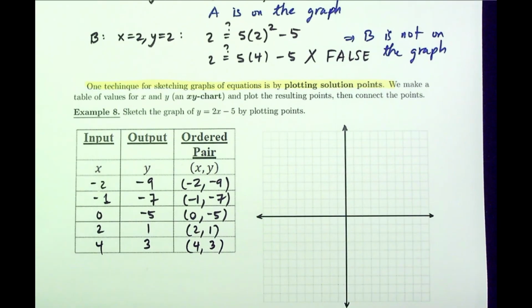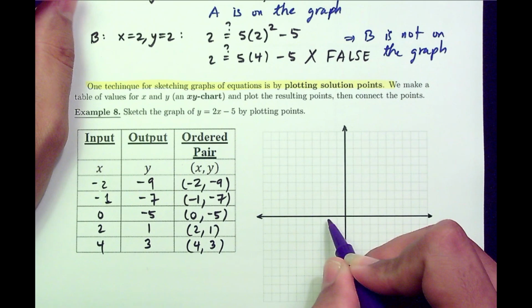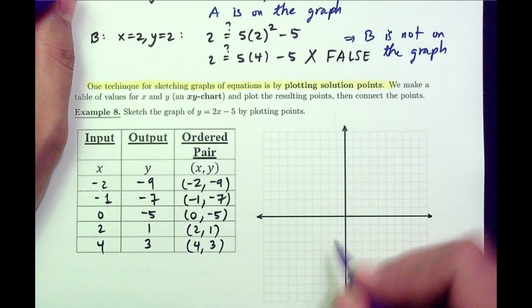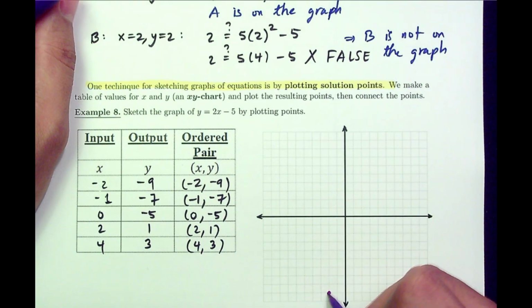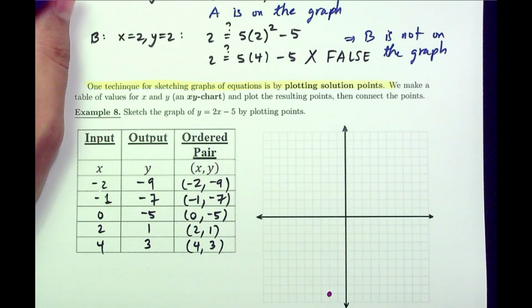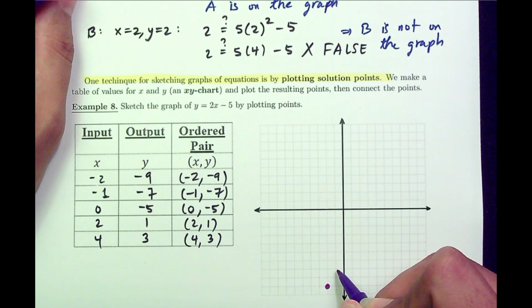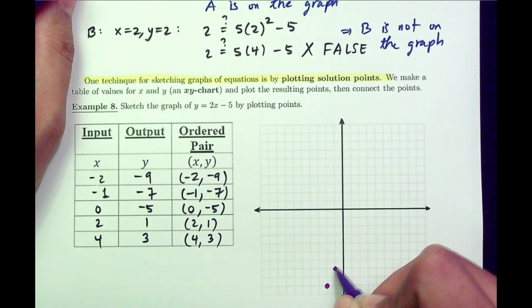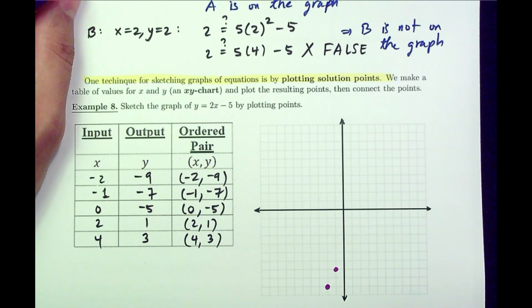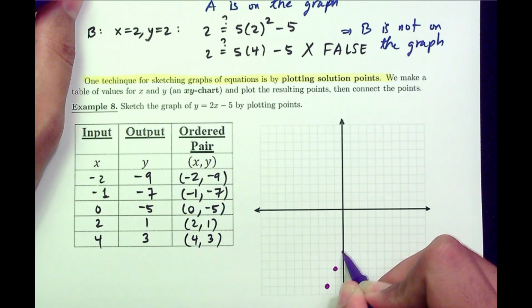So we have all these points. Now the idea is we plot them all and connect them and see what the graph of this is going to look like. So -2, -9 is right here. Then -1, -7 is right here. Then 0, -5 is right here.